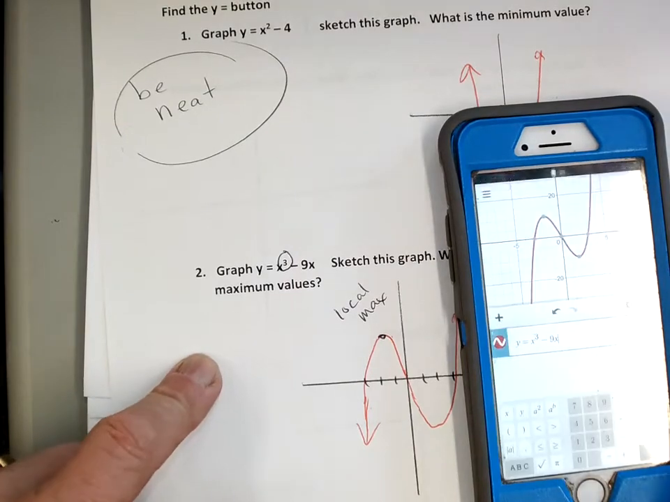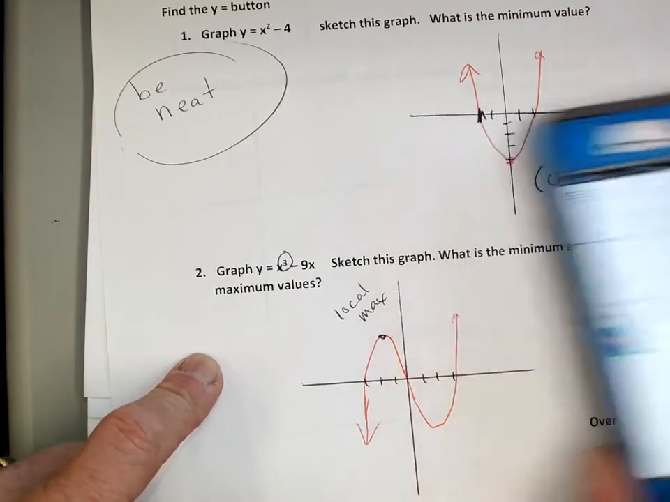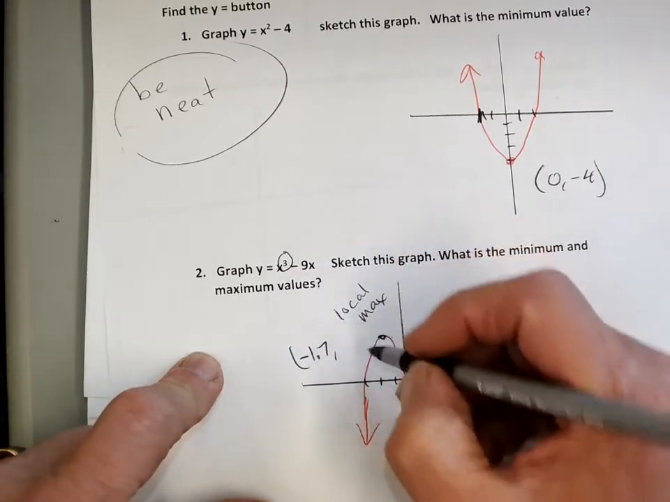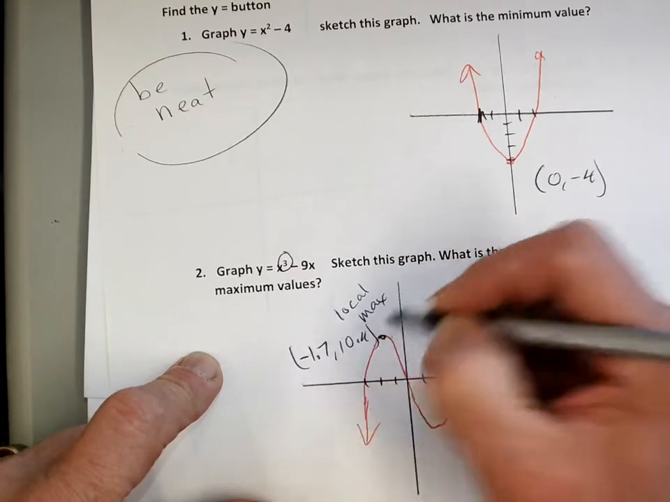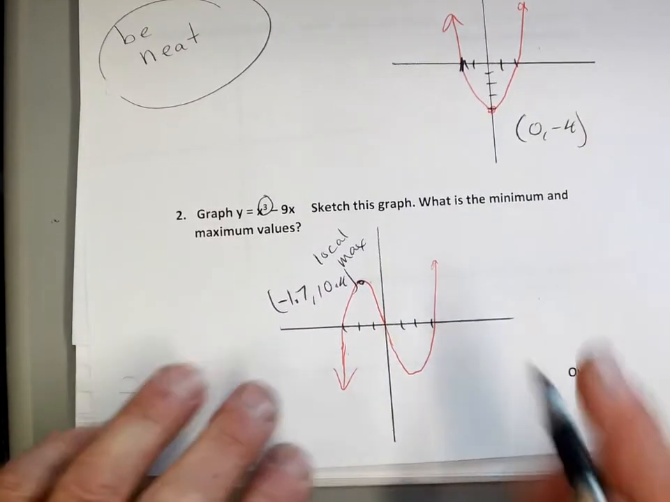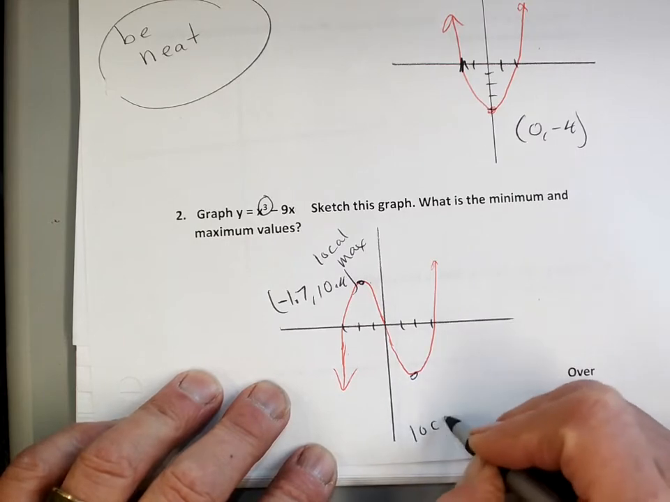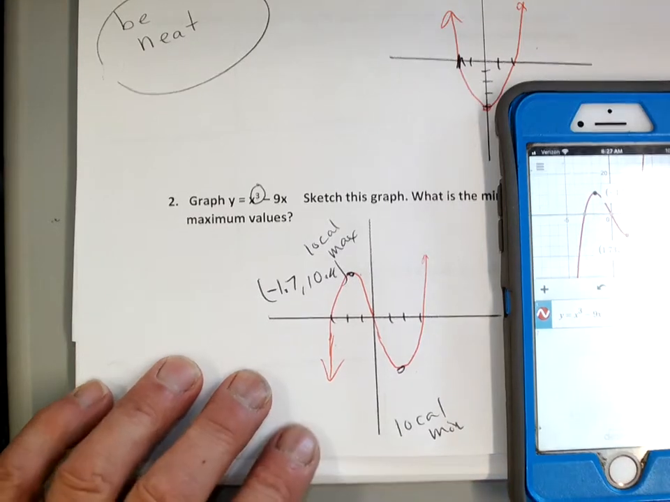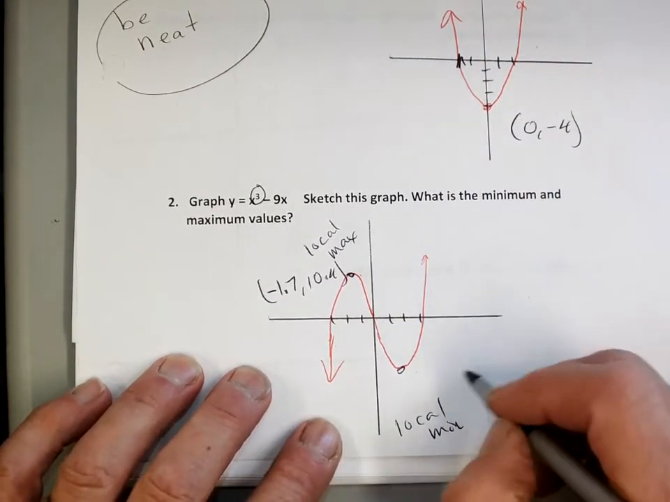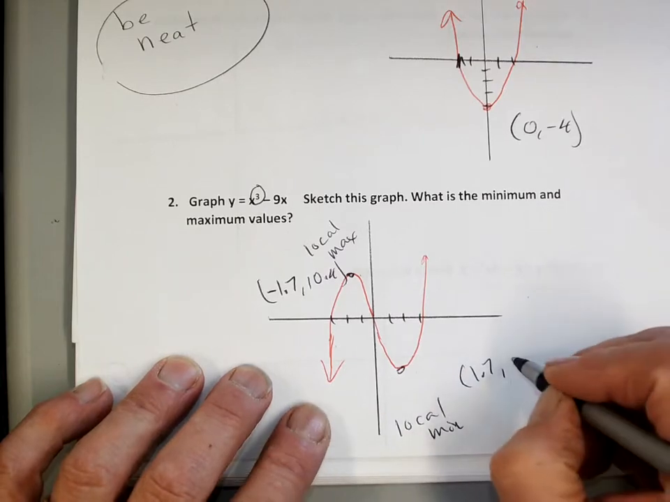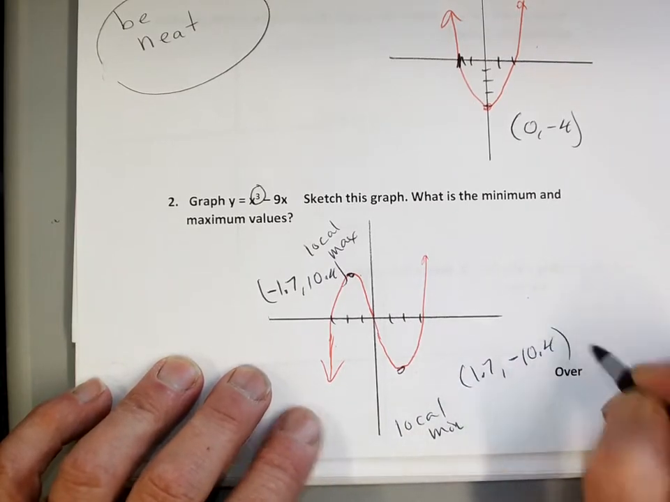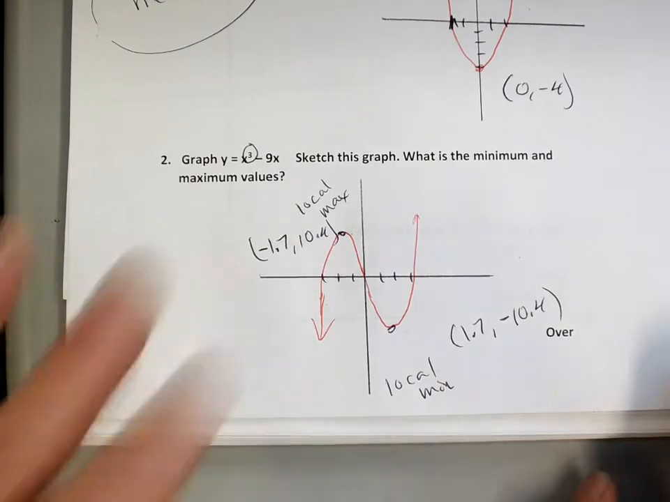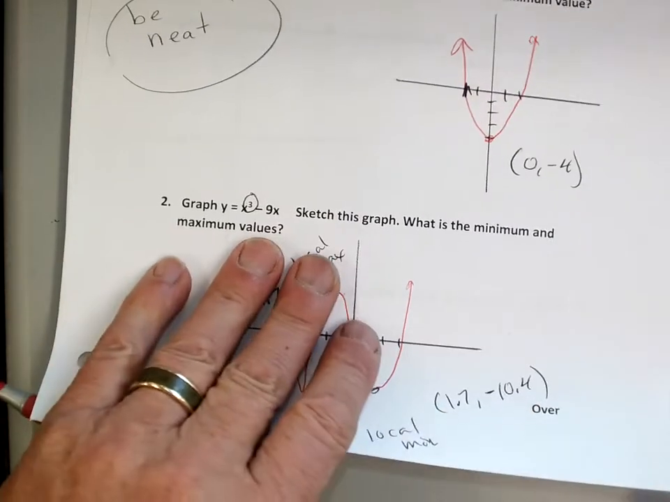Desmos is going to get it for me, so you just tap on it. I love it. Negative 1.7, so we'll round. Then there's tenth, negative 1.7, comma, 10.4. That's the local max. And the local min, which is down here, right? Same thing. I mean, just tap on it. And there it is. Okay, it's 1.7 and a negative 10.4. It's symmetrical, isn't it? Thumbs up. Let me just talk about the top of the hill, bottom of the hill. Easy, right? Okay, turn the page.